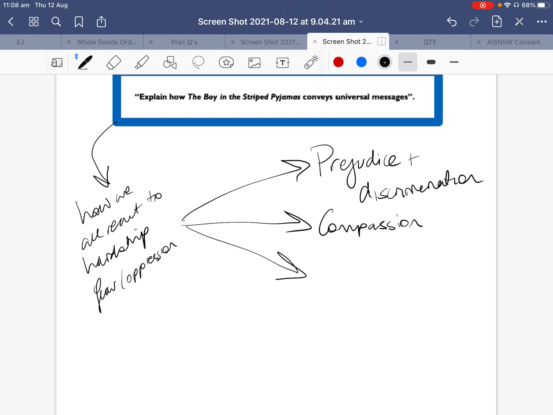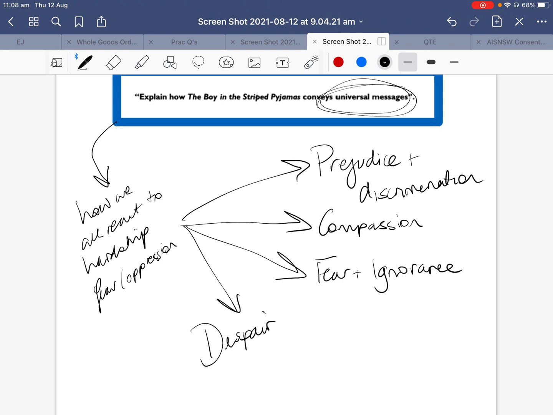We can also look at fear and ignorance. That idea that people will go along with what everyone is saying out of fear for themselves, or not really knowing how to react, so they just follow the crowd. And there's this idea of despair. Okay, so there are some ideas. I mean, there's many more of these universal messages, but the whole idea of the novel is how each person reacts differently to an environment of hardship, fear, and oppression, which we see in Nazi Germany.